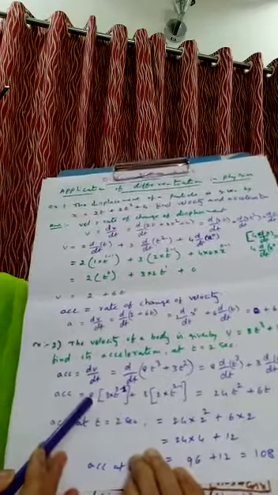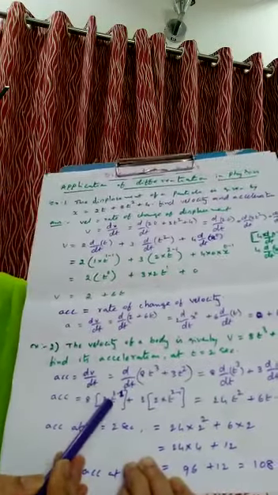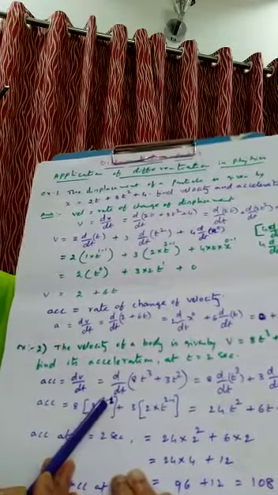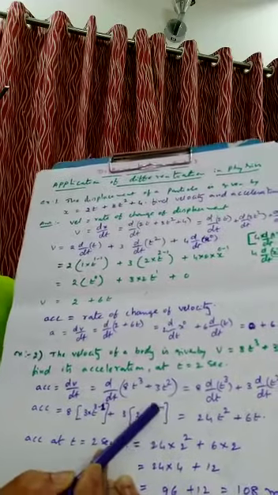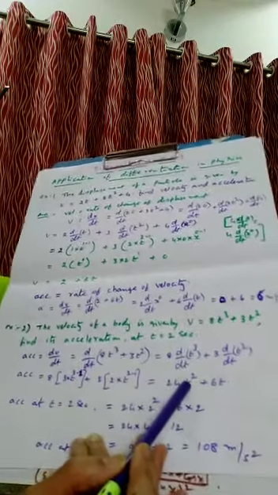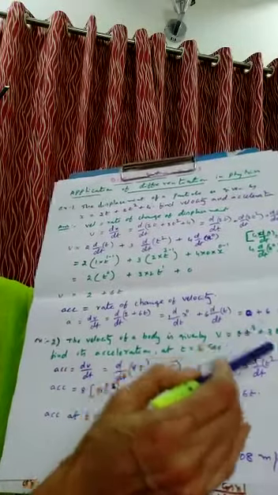What is the meaning of 8 into? What is the derivative of t cube? It is 3 into t to the power of 3 minus 1, plus 3 into 2 into t raised to 2 minus 1. We get 24t square plus 6t. But what is asked here? At t is equal to 2 seconds. Substitute in place of t.